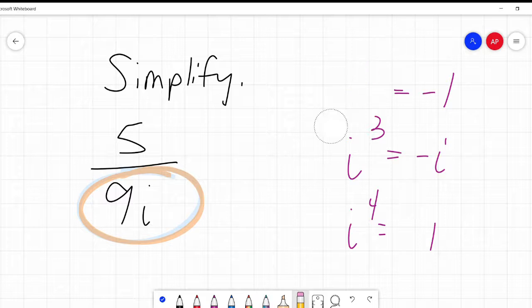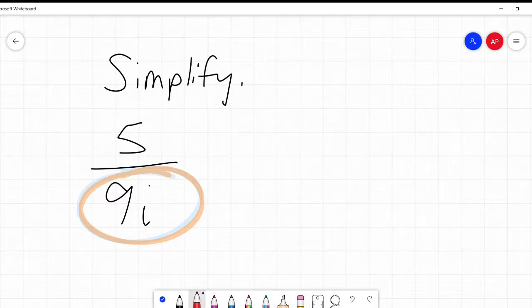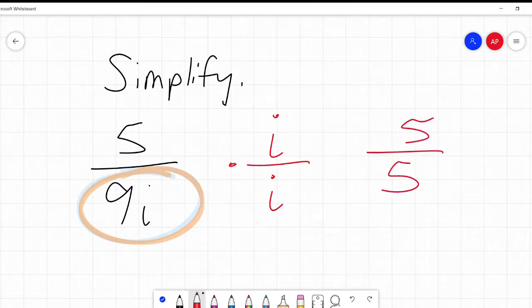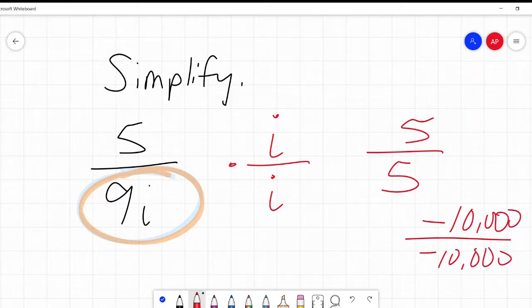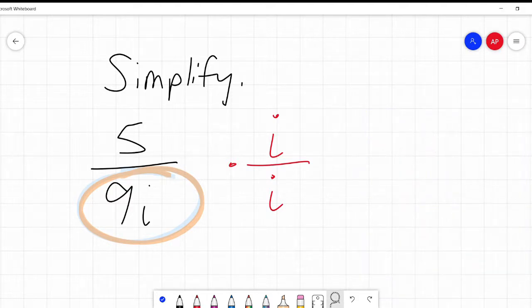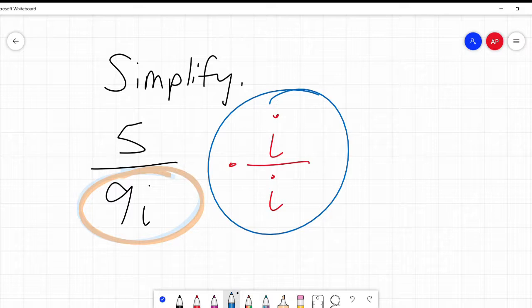To simplify this, I'm just going to multiply by i over i. So i divided by i is just going to be 1, just like any other number besides 0 that we're putting over itself. Like 5 over 5 is 1. Negative 10,000 over -10,000 is 1. These are just ones. And if I'm multiplying by 1, I'm not changing anything.